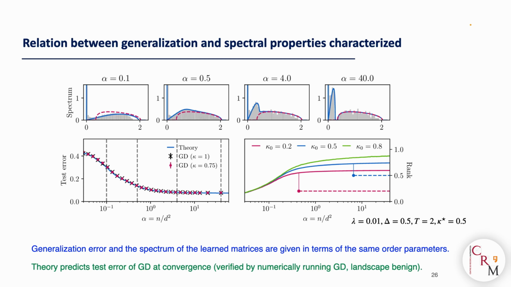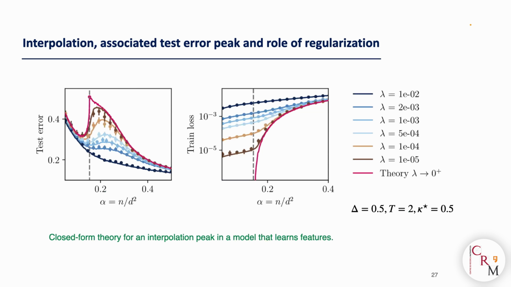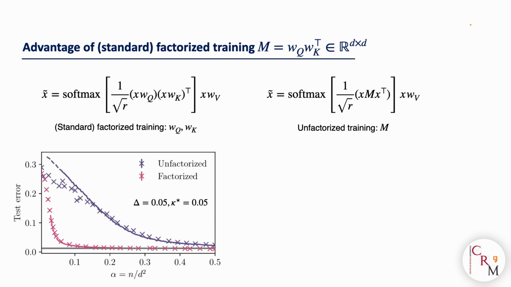So these points here are runs of gradient descent at convergence, and they lie exactly on the line that we predict as the test error of the global minimizer. So it seems that also here, although we don't have an analog of the quadratic network proof, this landscape is certainly not convex, but it seems benign in the sense that gradient descent actually goes to the global minimizer efficiently. Okay, let me skip through some of that.